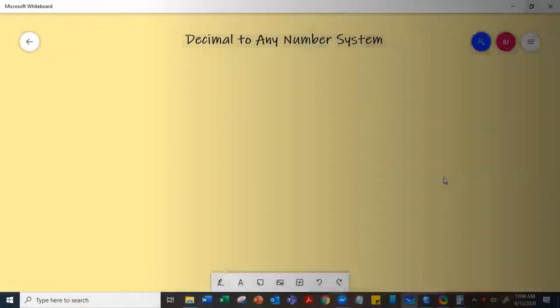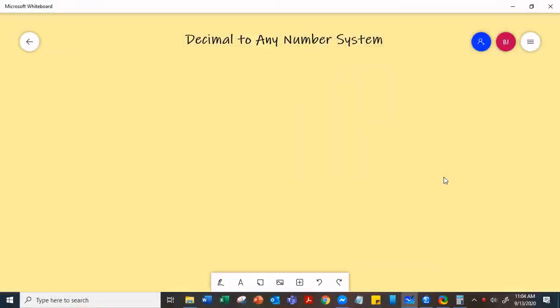Now, how do we proceed with converting a decimal number to any number system? We'll use a similar idea from the decimal to binary conversion, in which we continuously divide by the base. If you can remember, we divided by 2, and then we put in the remainder. That is how we're going to proceed with this one.